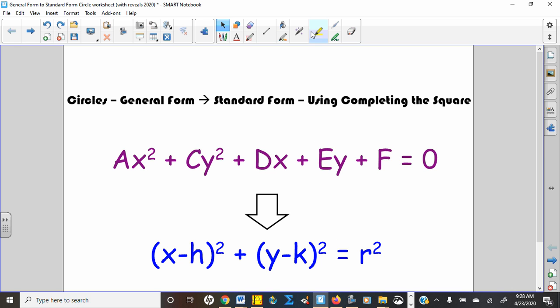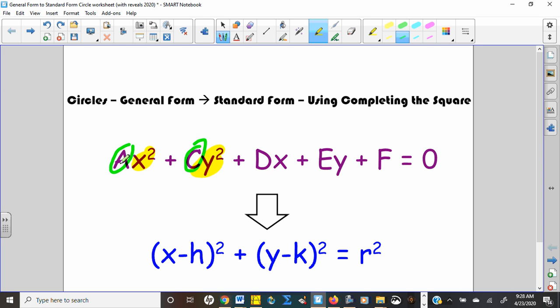If there's both an x squared and a y squared, and they're both positive, and furthermore, this is interesting, if a and c are the same value, so like 4x squared and 4y squared. I think the ones we're giving you are just 1x squared and 1y squared. But if a and c are equal, it will be a circle. So you can kind of look at it and tell if it's going to be a circle. You'll learn more about that down the road.